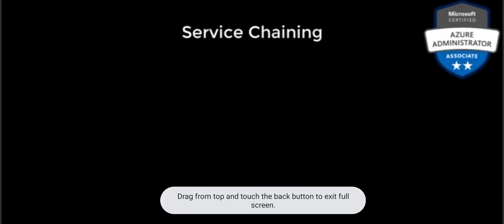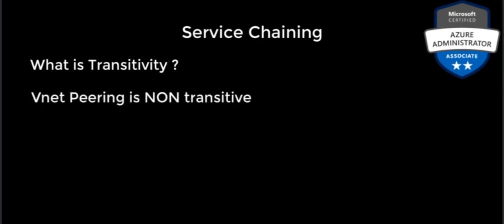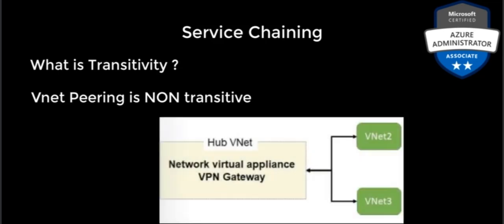Theory of transitivity states that if A trusts B and if B trusts C, then C will trust A. That's what transitivity means. Now, VNet peering is non-transitive. That means that if you establish VNet peering between VNet 1 and VNet 2, and then you also establish another peering between VNet 2 and 3, then VNet peering capabilities do not apply between VNet 1 and VNet 3.